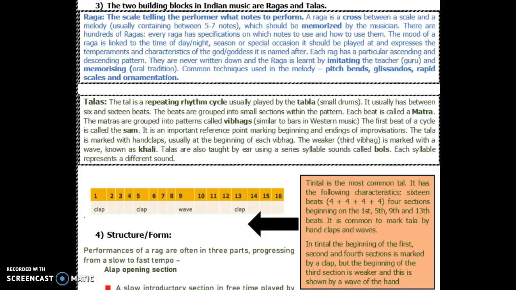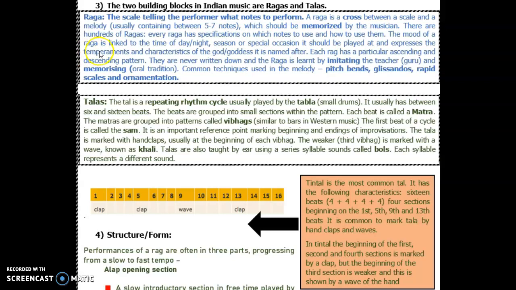Now, this part is quite important because the two building blocks in Indian music, we have the raga and the tala. So stop it here so that you can really read everything that is on this page. The raga is a scale. More than a scale, it's also a melody. It's a cross between the scale and the melody, and it's usually containing between 5 to 7 notes. And it should be memorized. We have hundreds of ragas, and every raga has specifications on which notes to use and how to use them.